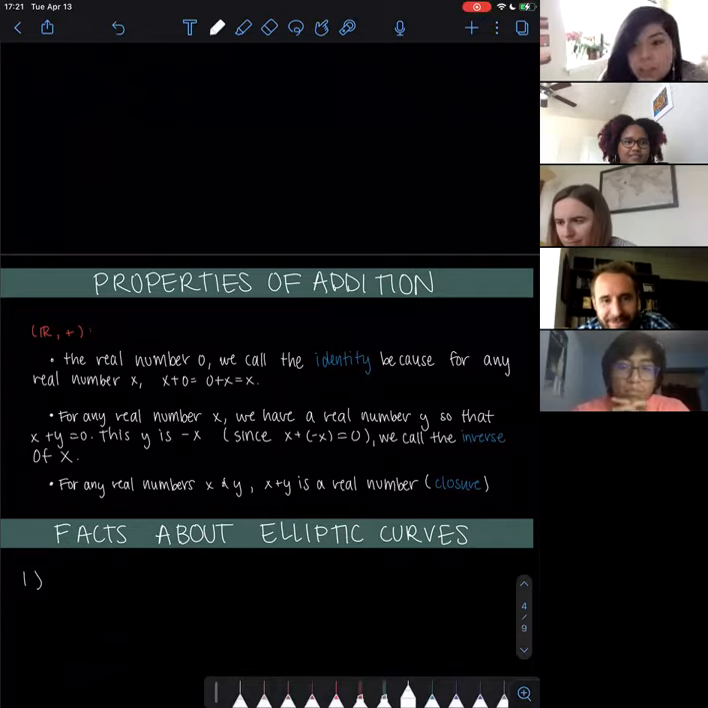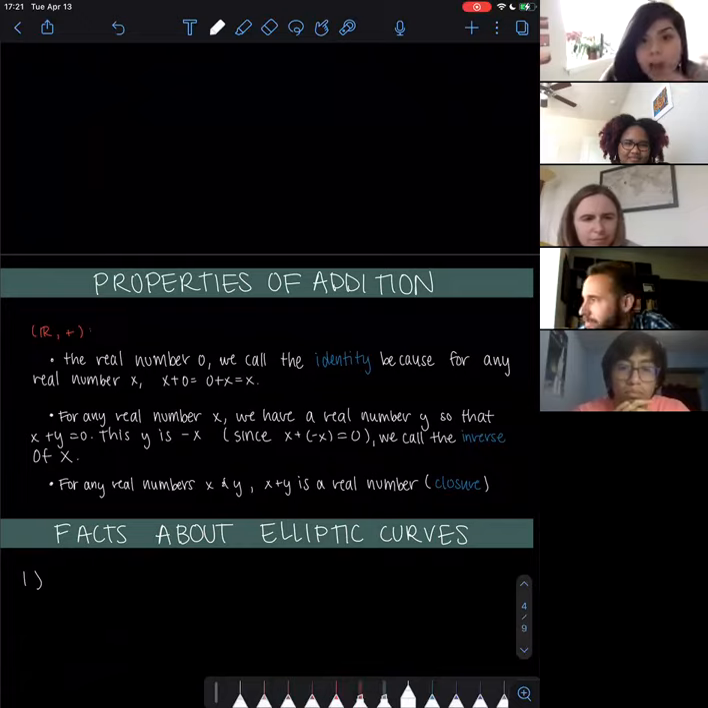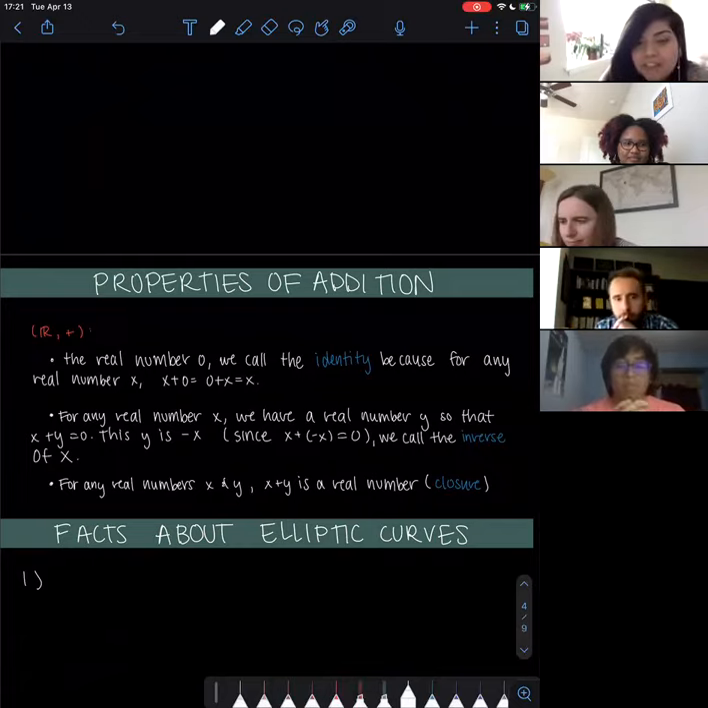Okay, so let's talk about some facts about elliptic curves, and this is going to help us talk about this addition on elliptic curves. It'll be kind of a natural way after we have these facts laid out.